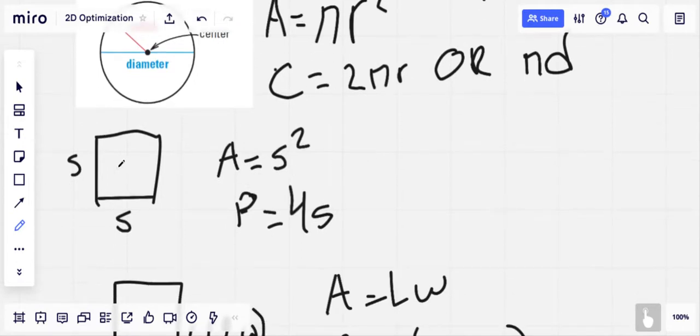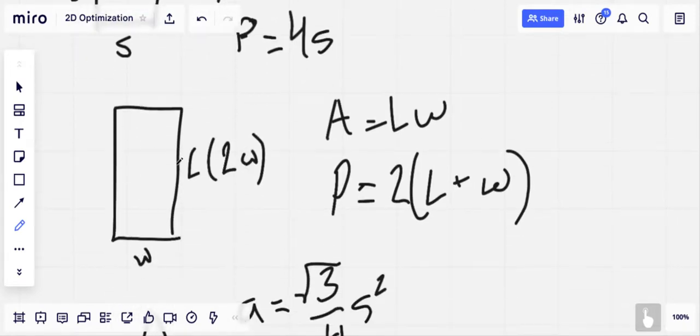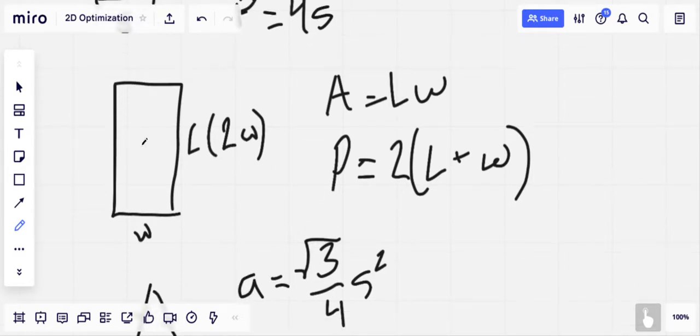The next shape, the square: you can find the square's area by multiplying one side length by itself, or squaring it. And you can find the perimeter by adding up all the sides or multiplying one side length by 4. The rectangle: you can find the area by multiplying length times width, and the perimeter by multiplying 2 times the length plus the width, as you can see here.